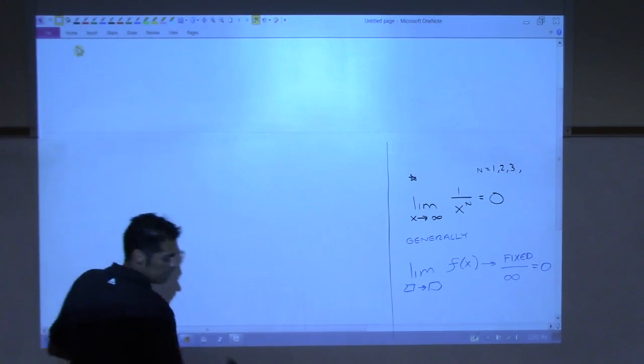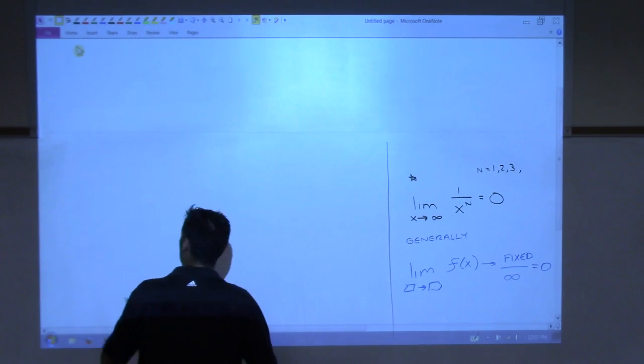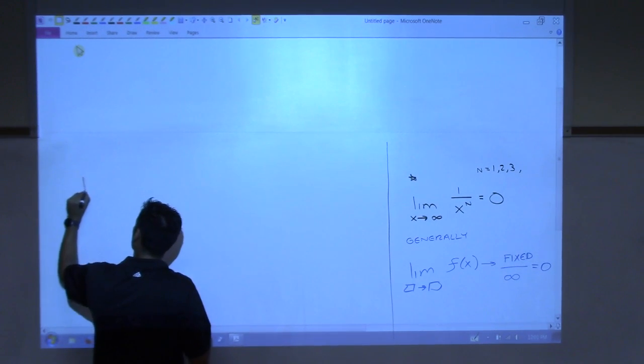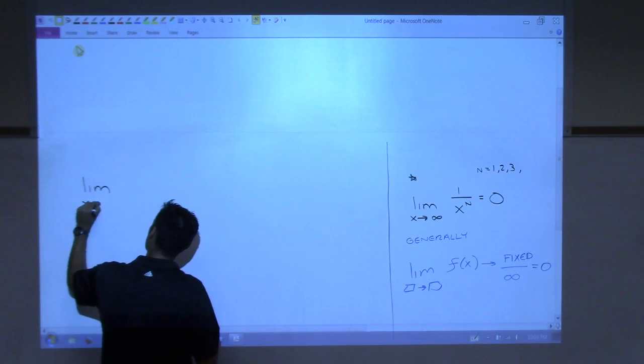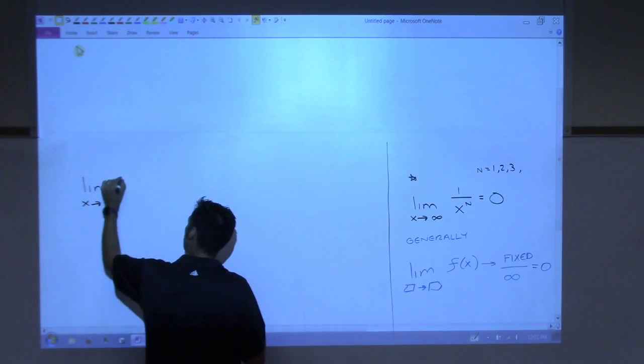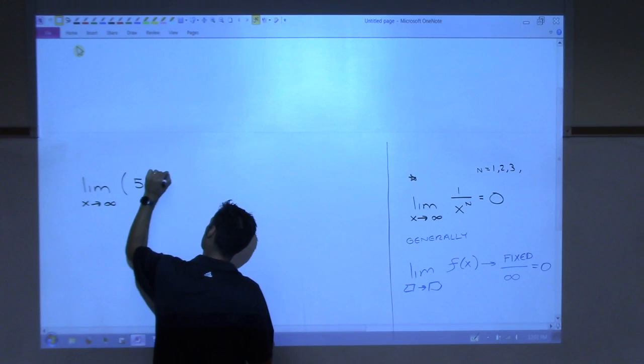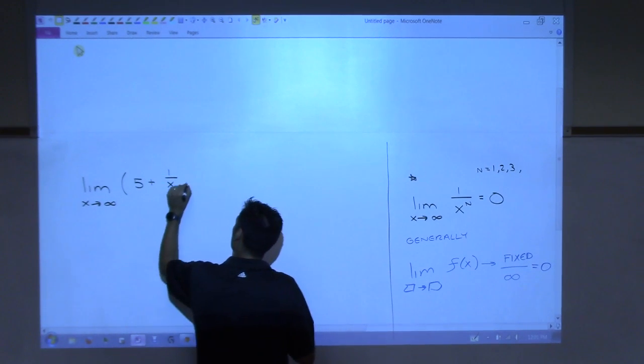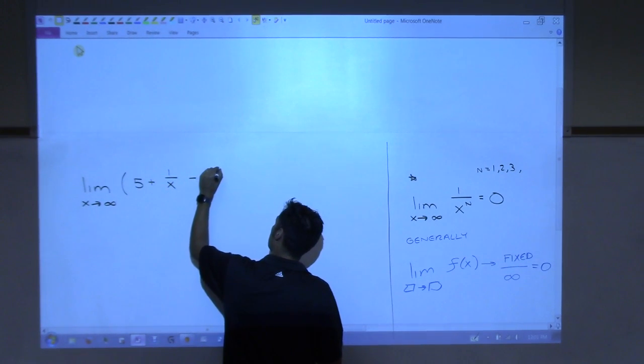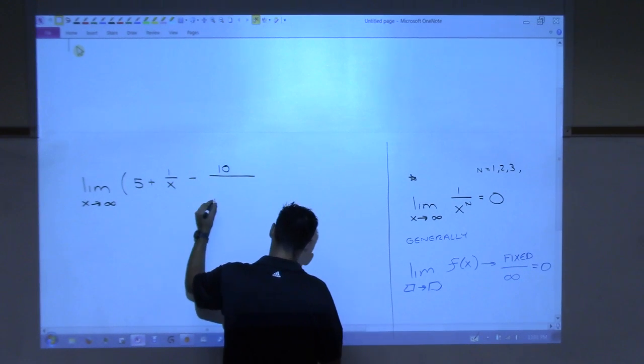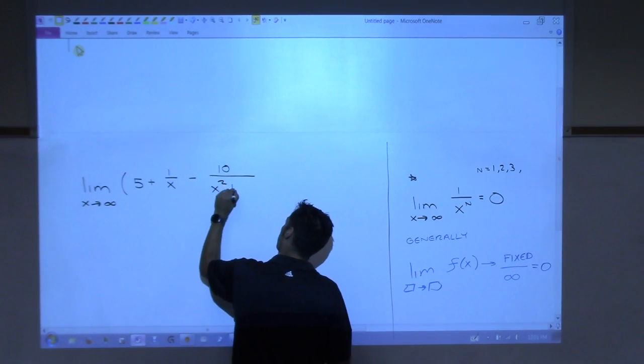All right, so let's take a look at our first example. This one will be pretty straightforward. Limit as x goes to infinity of 5 plus 1 over x minus 10 over x squared plus 1.